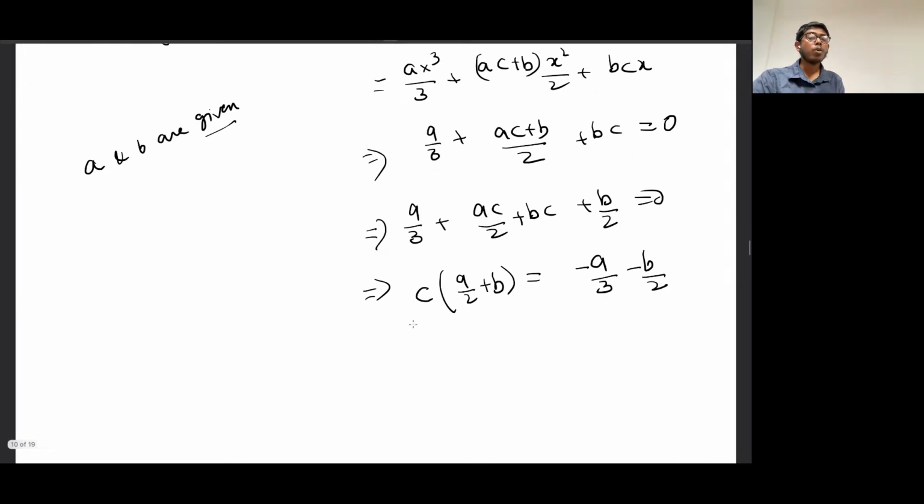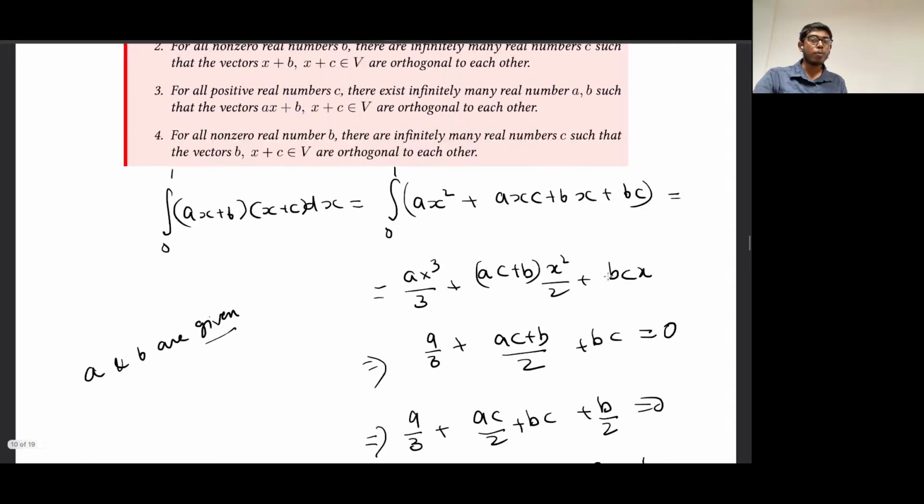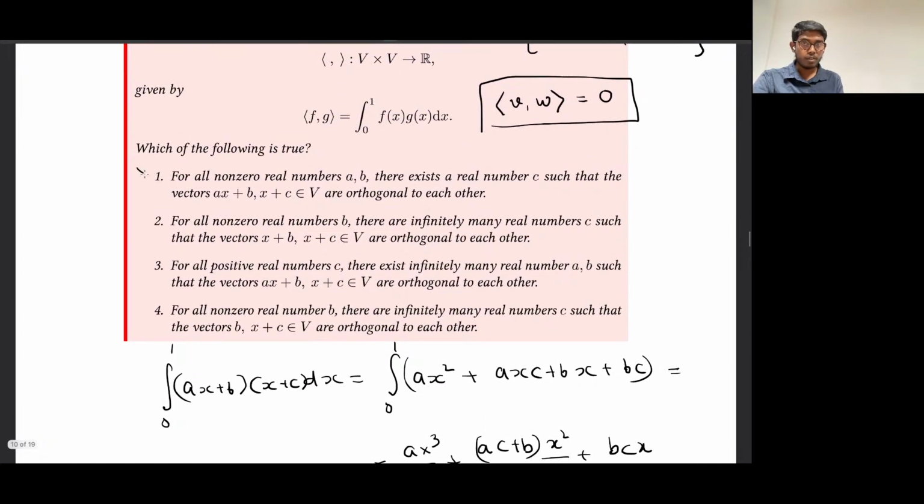Now, a and b can be anything, because it says for every a and b. So what I will do, I'll choose a as 1 and b as minus half. Then the left side will become 0 and the right side will be non-zero, and hence this equation you cannot solve. Therefore, for every a and b, you cannot find c such that the given two vectors are orthogonal. So option 1 is not correct.